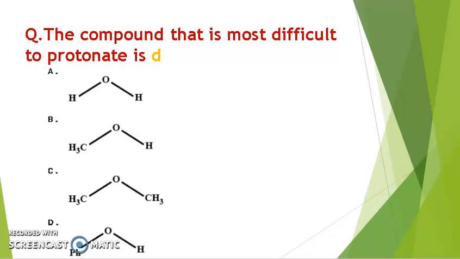About the second option, CH3OH, that is an alcohol group. Protonation takes place more easily in that group, and here also in CH3OCH3, because of the methyl group. The methyl group has a +I effect, which increases the electron density on oxygen. It makes proton attack easier because of the +I effect of the methyl group.